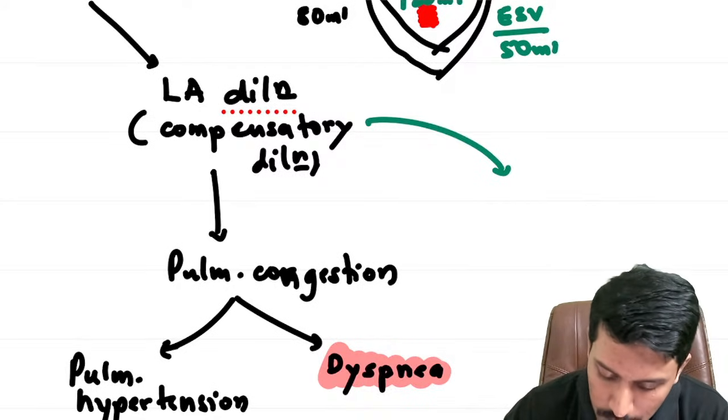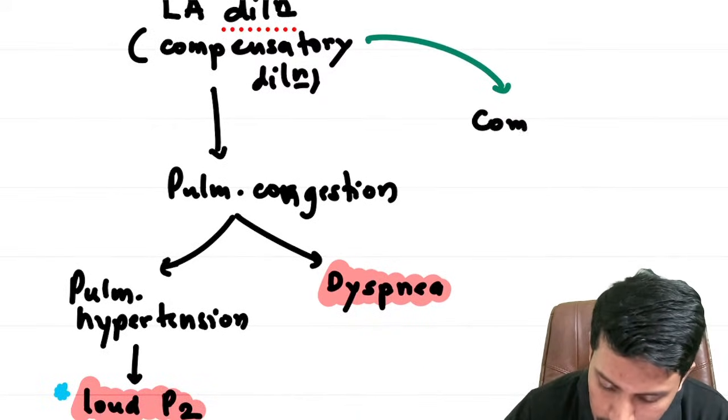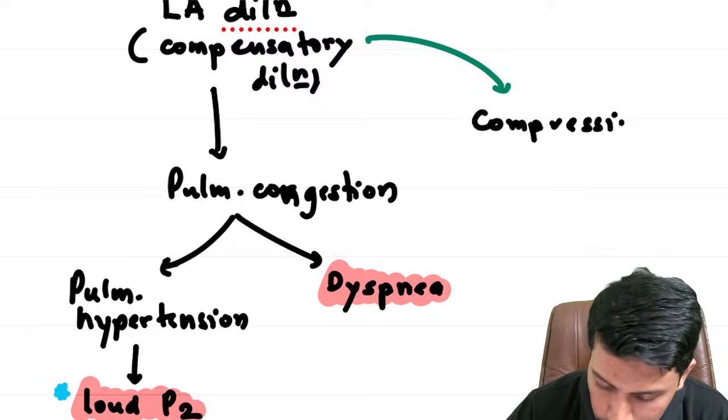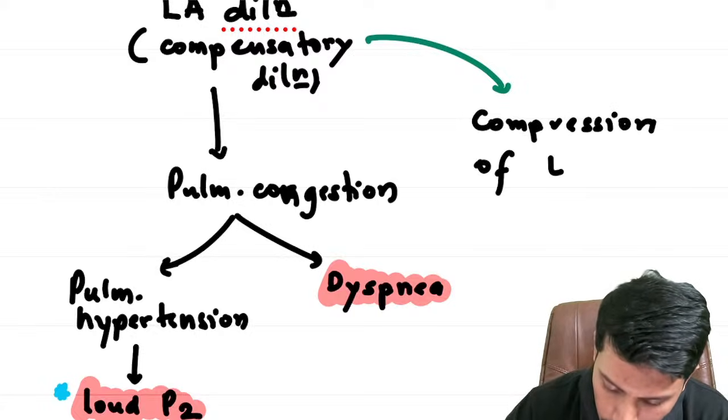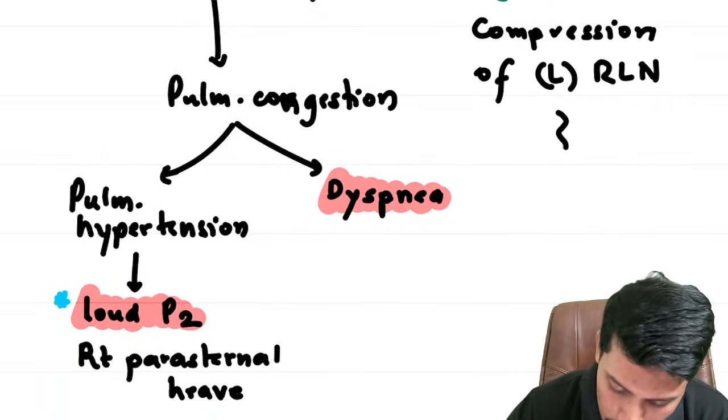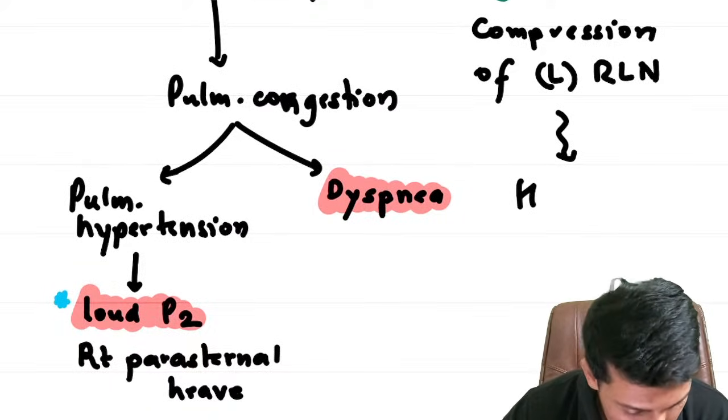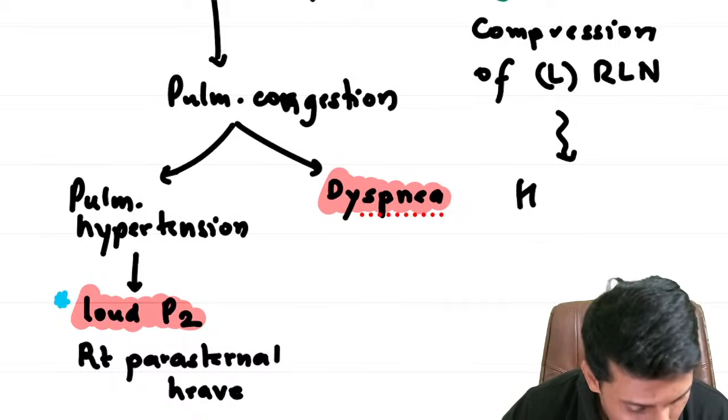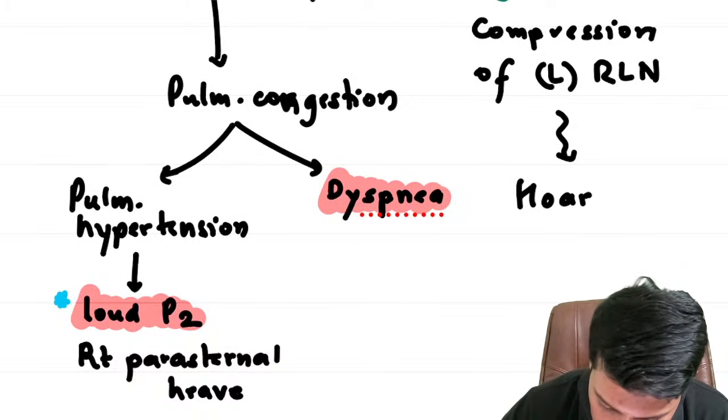And what is this manifestation called? This will result in compression of the left recurrent laryngeal nerve, right? This will result in, I will address that.